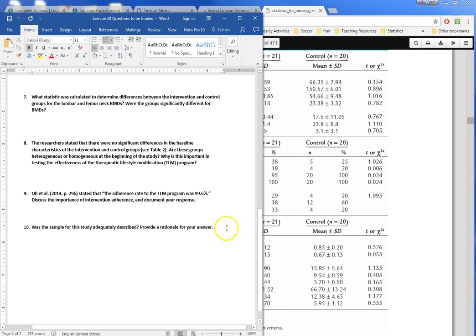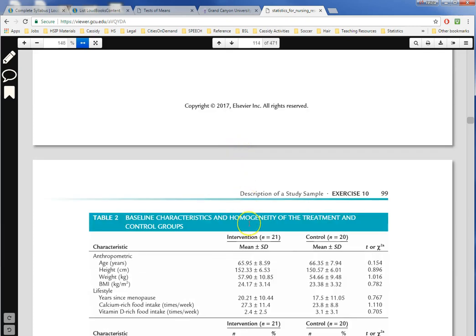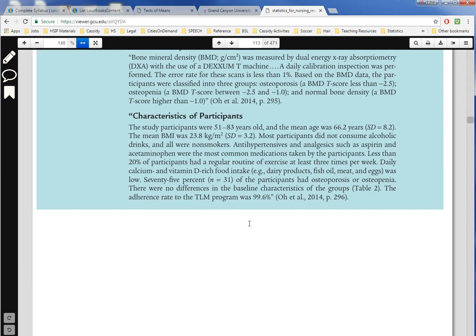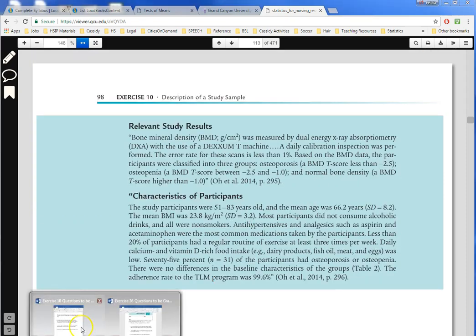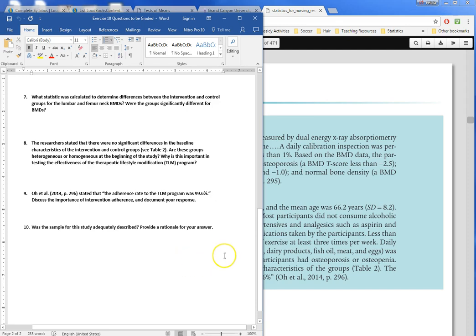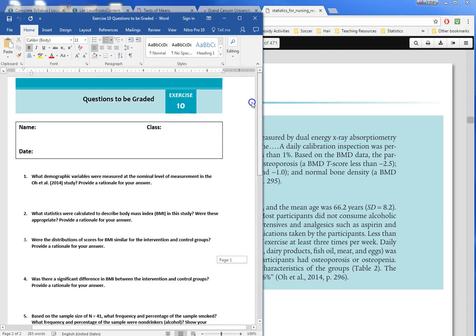And was the sample adequately described? So I'm going to look back at how the sample was described by the authors, the information they give in that table, and then also in the text. And do you think they gave you enough information about that sample to be able to know what it looked like, or did you need more? So that's just your opinion, and give some analysis there based on the information being presented. So hopefully this helps you understand a little bit better what you need to do for exercise 10.